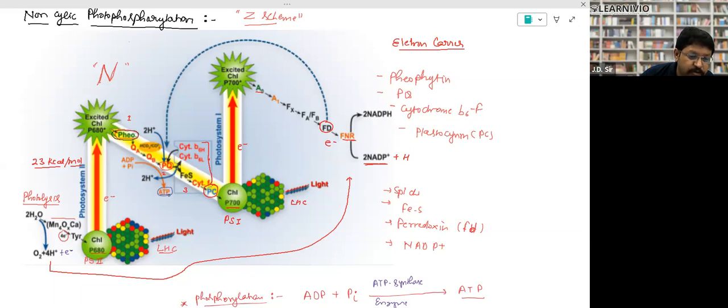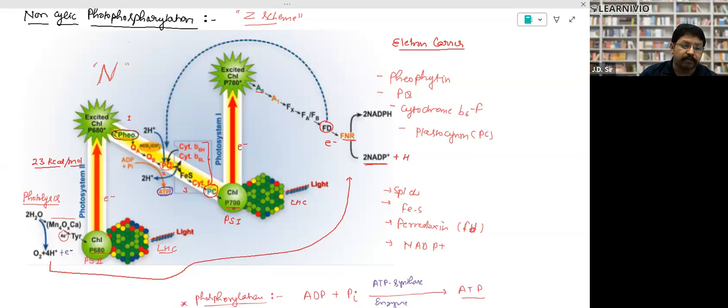You can see here, formation of ATP will take place, means energy will be generated. So from pheophytin, it will reach the plastoquinone. Number 2, I have tagged number 2 over here. From plastoquinone, it will reach this one, cytochrome b6f, right? From here, it will reach the plastocyanin, right?